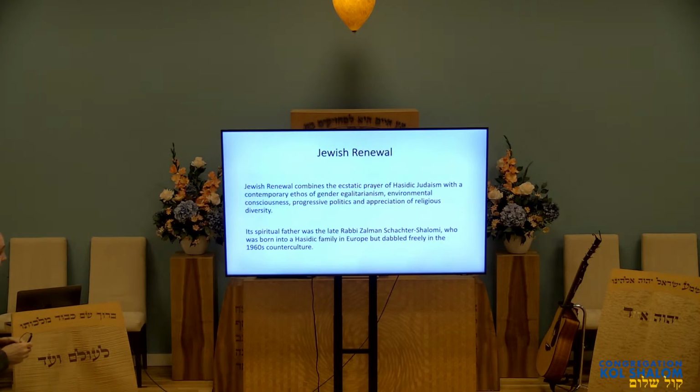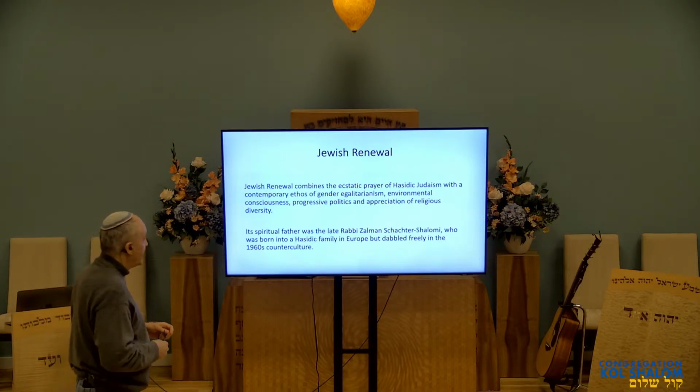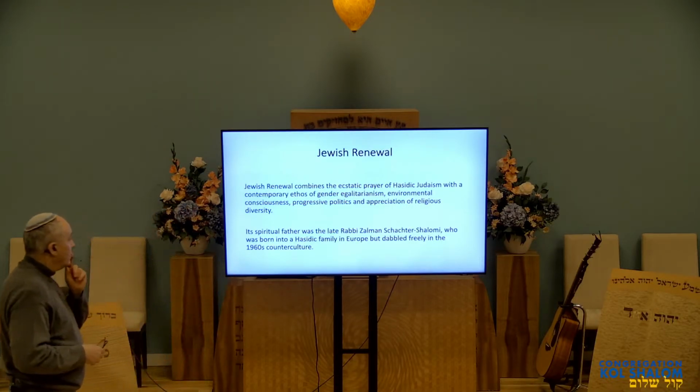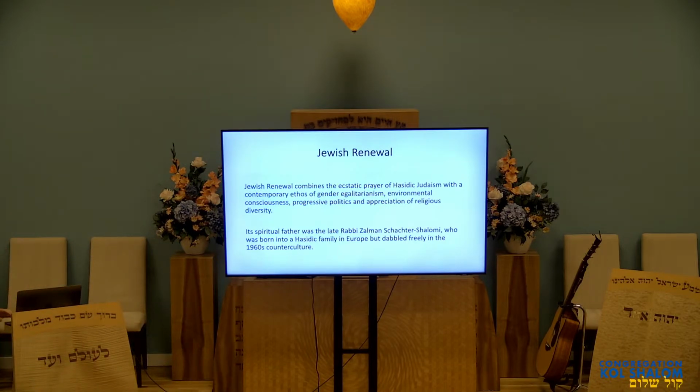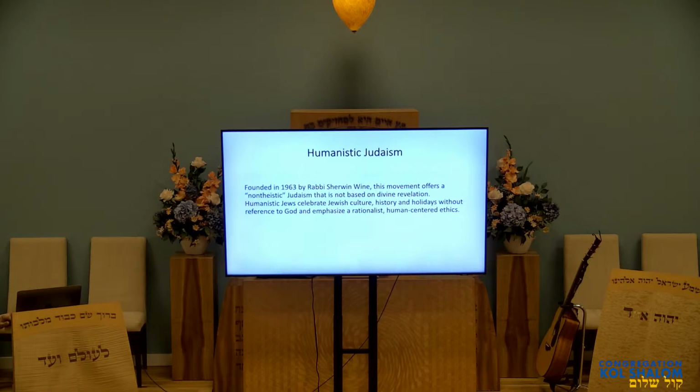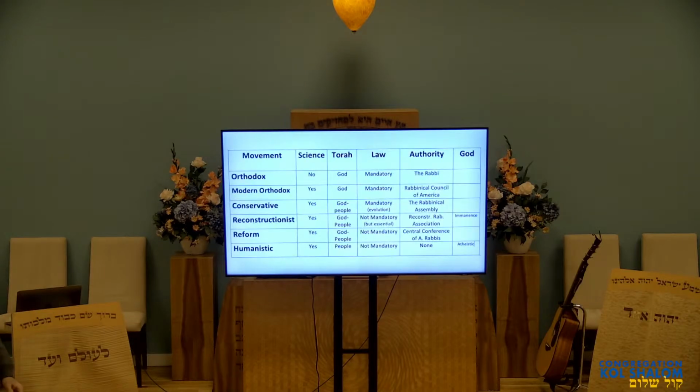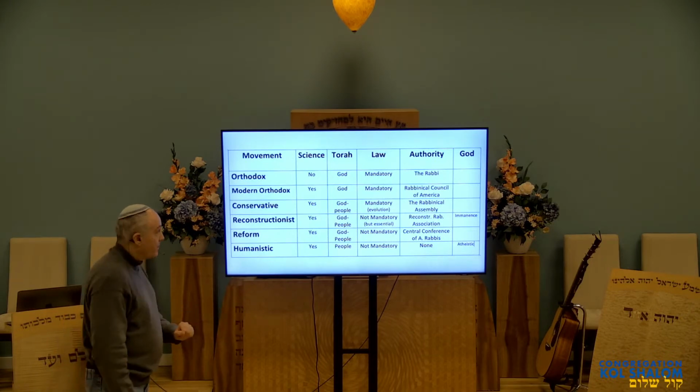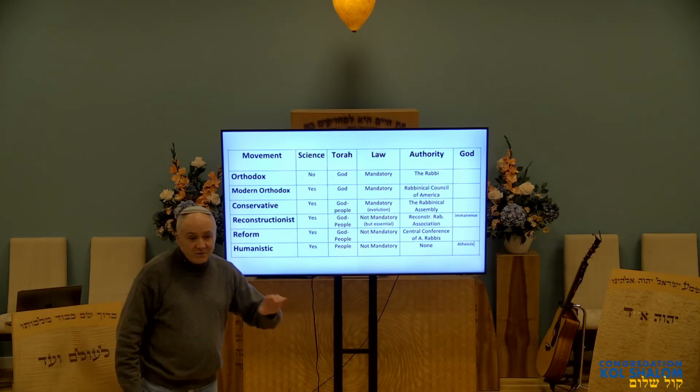Well, we have the Jewish Renewal that was founded by Rabbi Zalman Schachter Shalomi, who was a Hasidic rabbi from Chabad, but instead of coming with the answer, he came with a question. And we have Humanistic Judaism. It's not based on the idea of God and anything about revelation or this kind of stuff. So, I want to come to this. I had a bonus track, but I will leave this for another class.